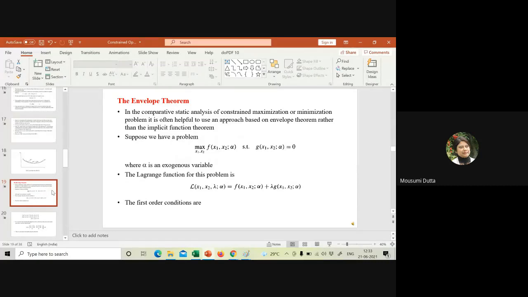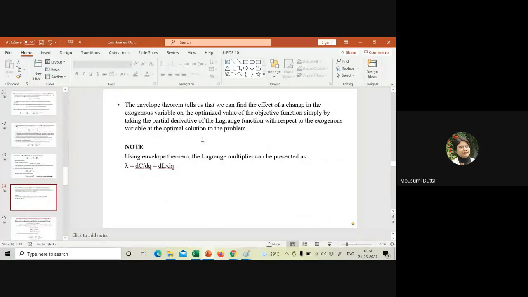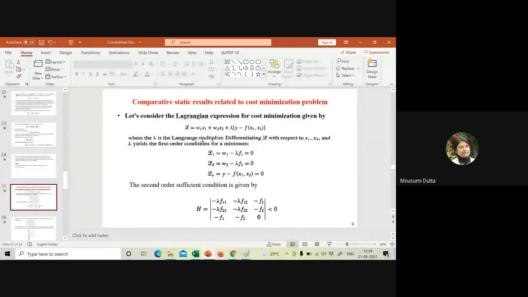On the basis of these concepts, we can develop the envelope theorem too. However, today I'll not discuss the envelope theorem. It may be a bit difficult. Let's first grasp all these ideas, and then I'll discuss the envelope theorem. However, what I mentioned, I'll go for some comparative static results.